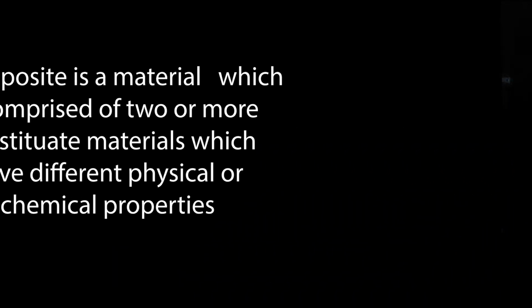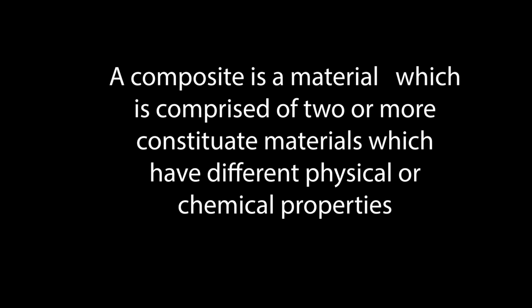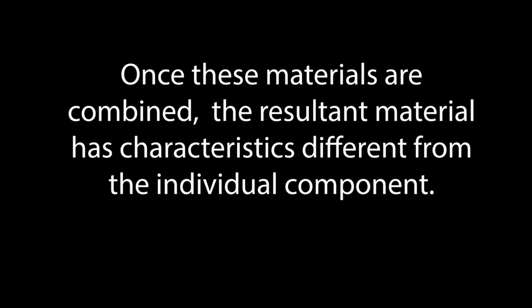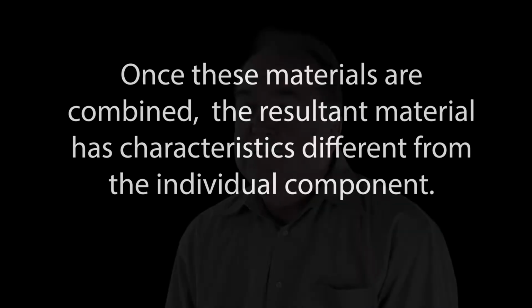In order to understand which types of composites are more ideal for structural applications for DoD platforms, we first have to understand what a composite is. By definition, a composite is a material which is comprised of two or more constituent materials which have different physical or chemical properties. Once these materials are combined, the resultant material has characteristics different from the individual component. The key is that the end characteristics and properties are suitable for the DoD application.